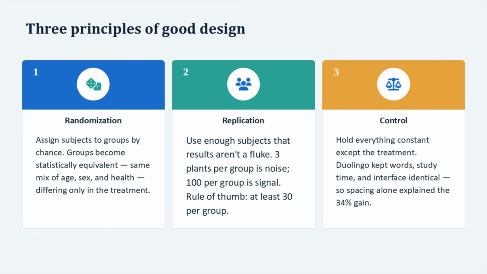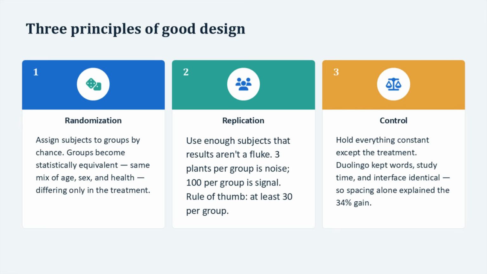The third principle is control. Control means keeping other important conditions as similar as possible, so that the main thing changing between the groups is the treatment you're testing. Look at the Duolingo example. Suppose researchers want to compare spaced out practice with cramming. They keep the vocabulary words the same. They keep the total study time the same. They keep the app interface the same. The main thing they change is how the practice is spaced over time.